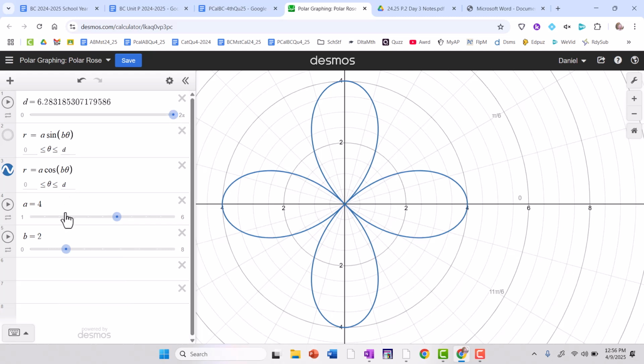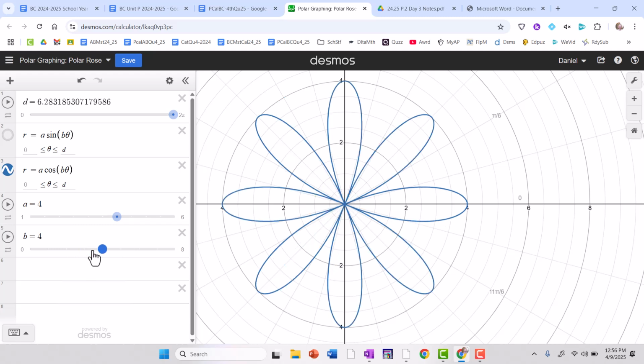Okay, I'm going to move this. Don't look. Close your eyes for a second. Okay, up. Oh, okay, I went too slow. Okay, look, what did I change B to? 4. How many petals do you count?